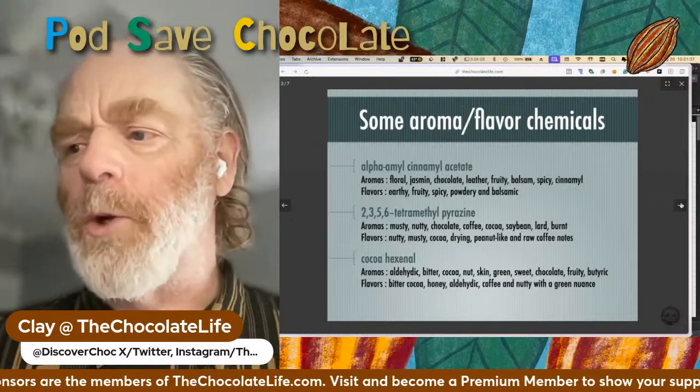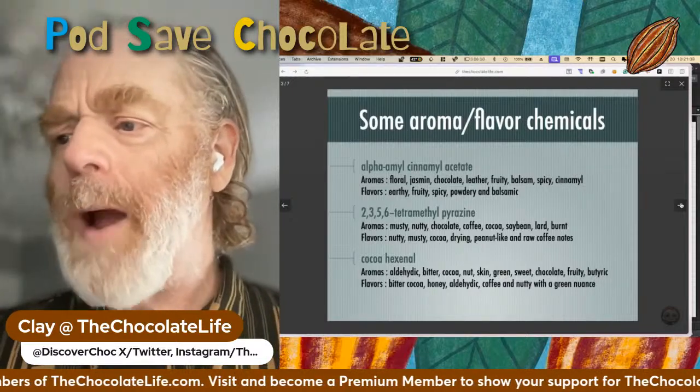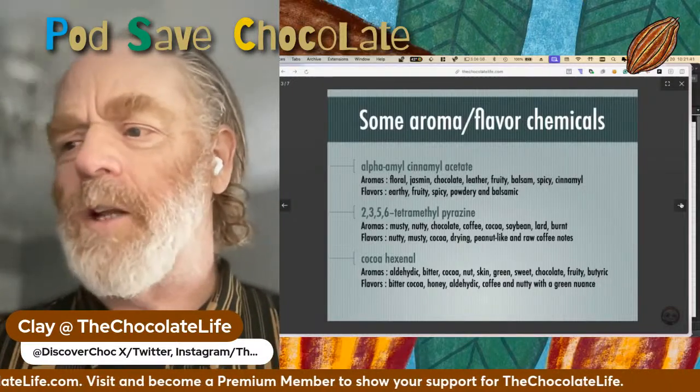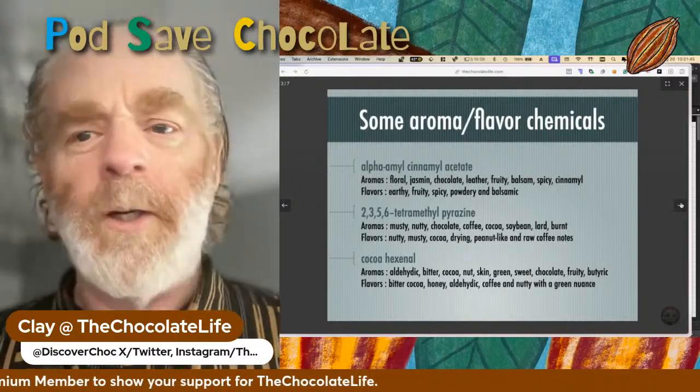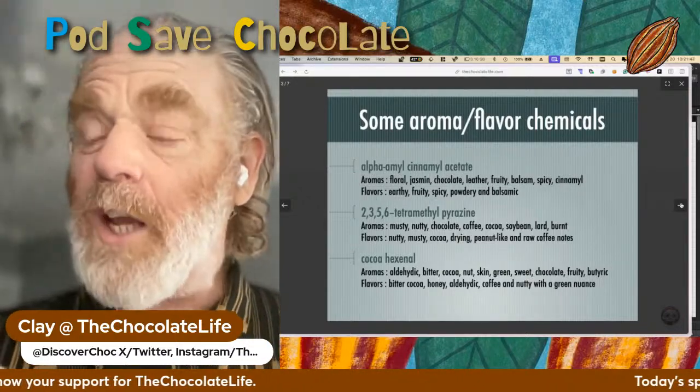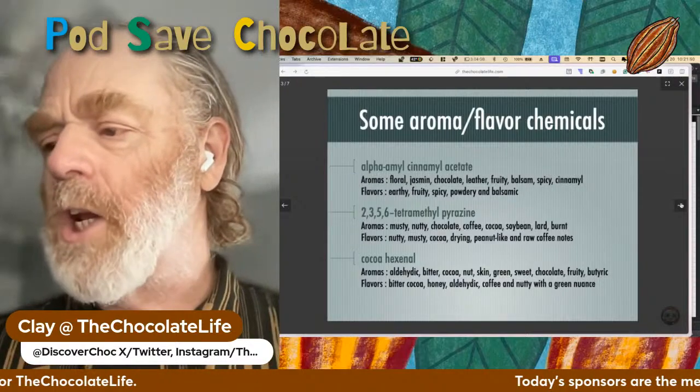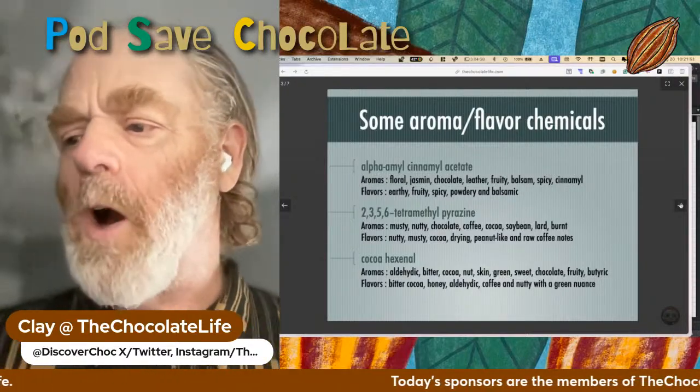So we have another, 2,3,5,6-tetramethylpyrazine. And I have a similar list. Aromas are musty, nutty, chocolate, coffee, cocoa, soybean, lard, and burnt, which is interesting. And the tastes are associated with nutty, musty, cocoa, drying, peanut-like, raw coffee.